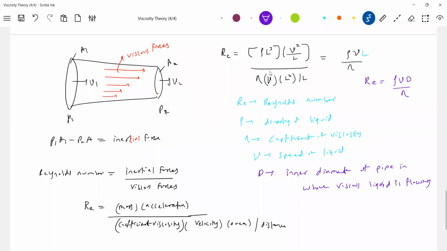Now, based on this viscosity, this is called the Reynolds number. I can now say that if the Reynolds number is less than 2000, it is called a streamline or laminar flow.